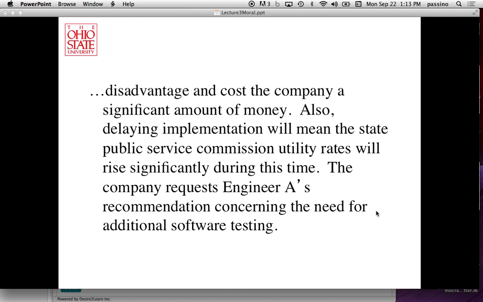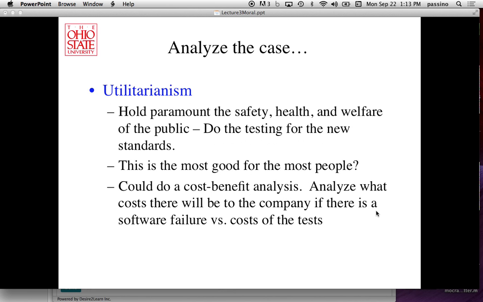So in a moral framework, how do you think about such a case? From a utilitarian perspective, holding paramount safety, health, and welfare to the public, well, you do the testing. If that's always your perspective, then you do the testing, because the only people it's going to harm by doing the testing is your own company, which is relatively few people compared to many, many possible people, okay? So it seems that would be the most good for the most people. But you could do a cost-benefit analysis, analyzing what the costs will be to the company if there's a software failure versus the cost of the test.